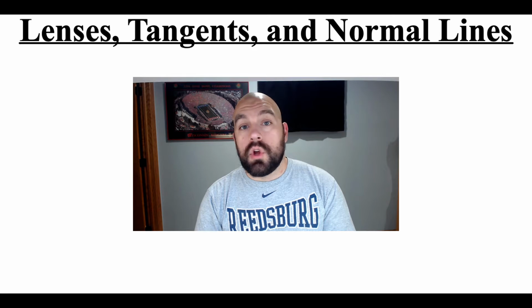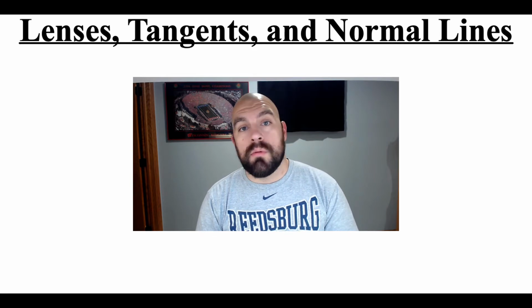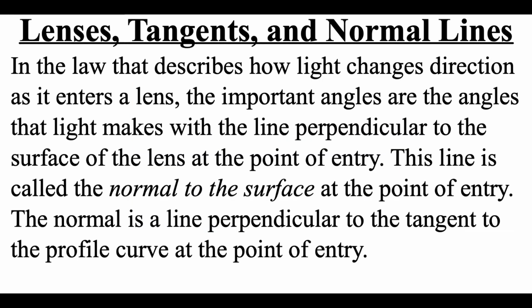In this video, we're going to look at lenses, tangents, and normal lines. So in the law that describes how light changes direction as it enters a lens, the important angles are the angles that the light makes with the line that's perpendicular to the surface of the lens at the point of entry. Now this line is called the normal to the surface at the point of entry, and the normal is a line that's perpendicular to the tangent of the profile of the curve at the point of entry.